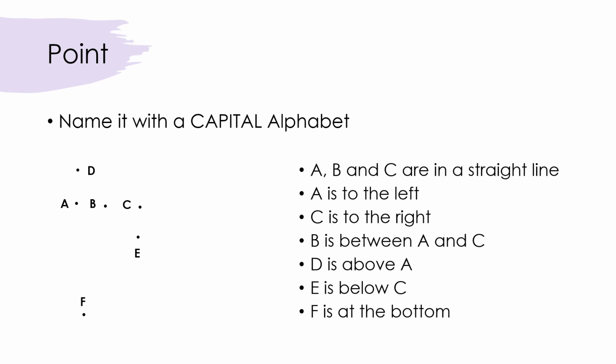I can say A, B and C are in a straight line. A is to the left, C is to the right, B is between A and C, D is above A, E is below C, F is at the bottom. So once I have named the points, it becomes easier to call them.